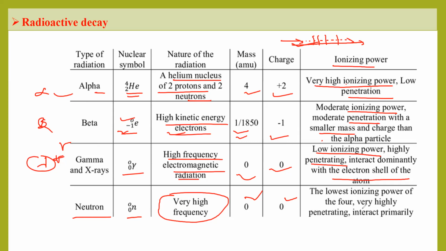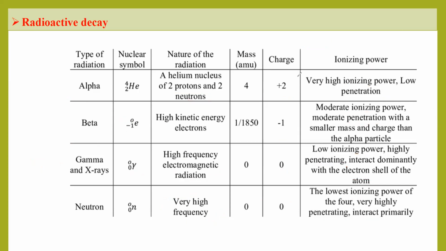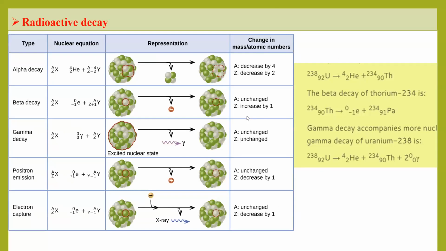Neutron also has the lowest ionization power. So among alpha, beta, gamma, and neutron, the neutron has the lowest ionization power. It has very high penetration power and interacts primarily if it interacts very fast. So these are some characteristics of alpha, beta, gamma, and neutron radiation.